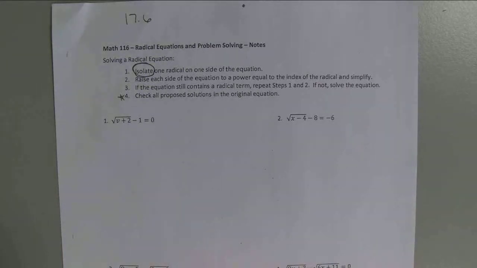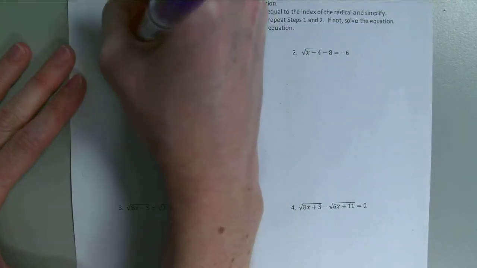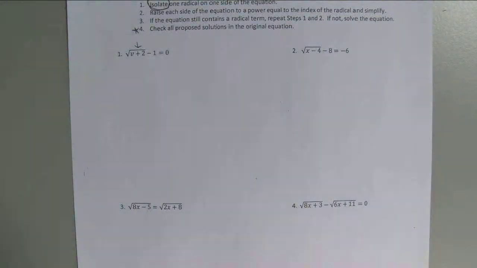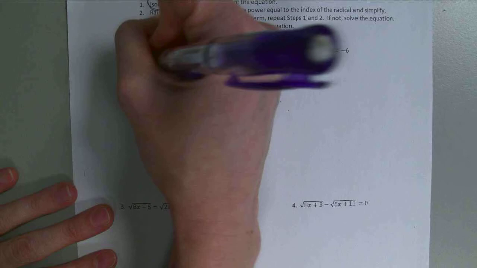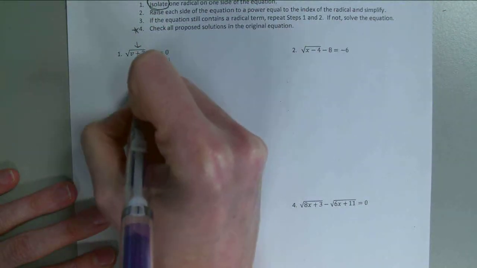So let's look at number 1. Here's our radical, right? We want to isolate him. So we want that radical to be the only thing on that side of the equal sign. So who must we move? The 1, right? And we do it with opposite operations. What's the opposite of subtracting 1? We're going to add 1 over, okay? So we have the square root of v plus 2.